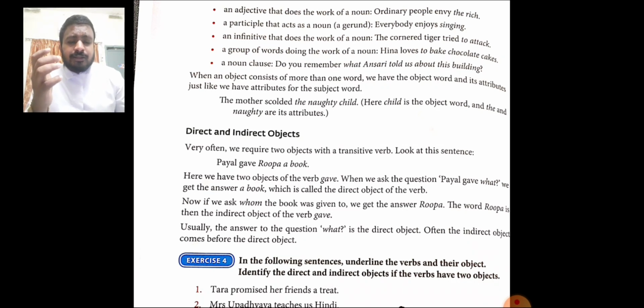Whom the treat was promised? We get the answer: her friends. We get the answer: friends. So friends is the indirect object.